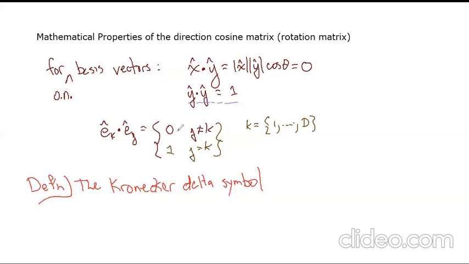Okay, so we're going to define this thing basically to keep me from having to write all of this crap over and over and over again. So lowercase delta jk is equal to 0 if k and j are not equal, and it's equal to 1 if k equals j.